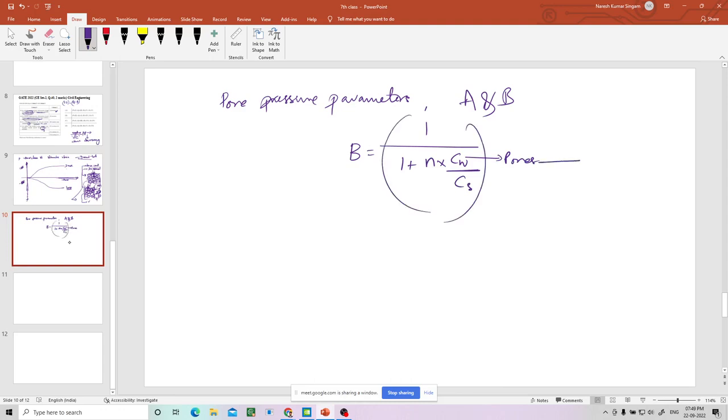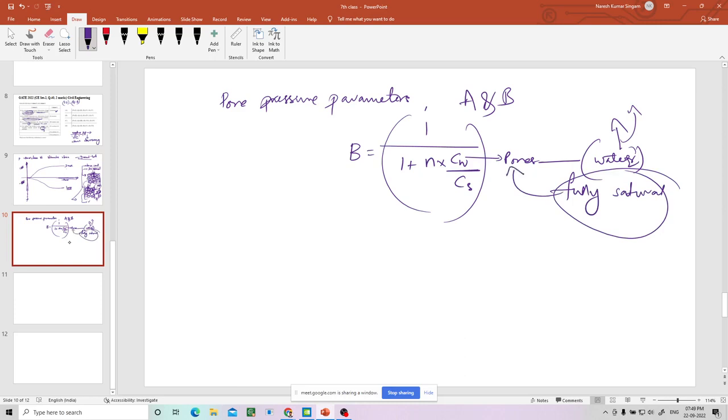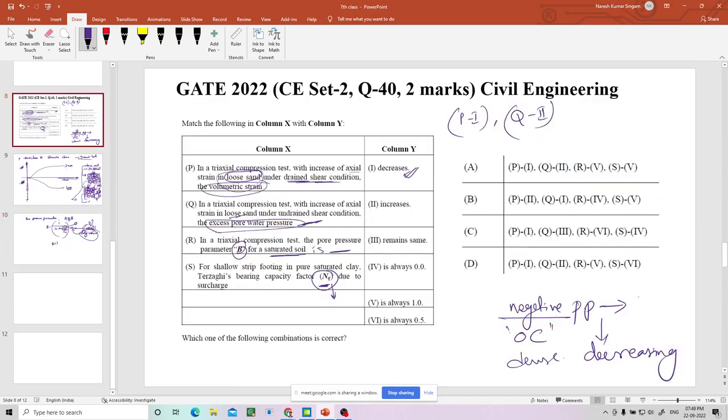See, when the pores are filled by water, water is an incompressible material. Fully saturated condition means the pores are filled by water, total pores. So when the water is incompressible, this value is 0. When it is 0, B equals 1. That's how the value of B is always 1. So you can say R is 5.